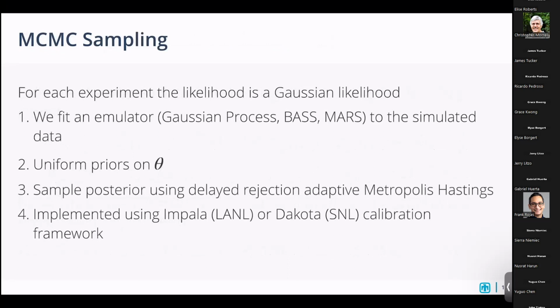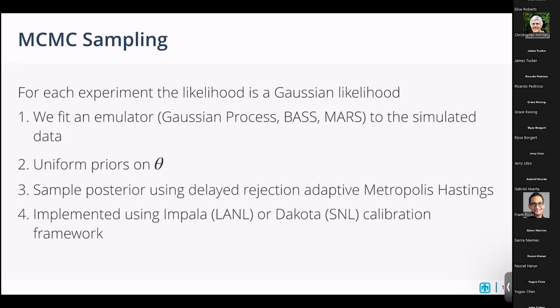So to sample from this model, for each experiment the likelihood is a Gaussian likelihood. In classic Bayesian model calibration, we fit an emulator, say a Gaussian process, BASS, so Bayesian adaptive spline surfaces, or MARS, or pick your favorite emulator, to the simulated data. Specifically, when I say to the simulated data, you're going to fit an emulator to the aligned functions and an emulator to the warping functions. We put uniform priors on theta, in our case, and we sample the posterior using delayed rejection adaptive Metropolis-Hastings.